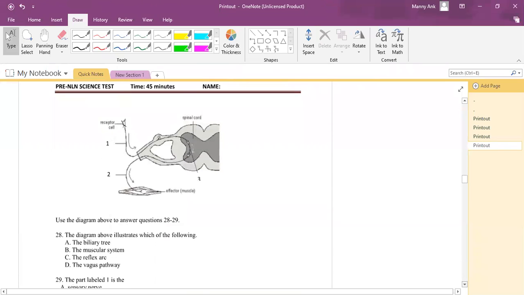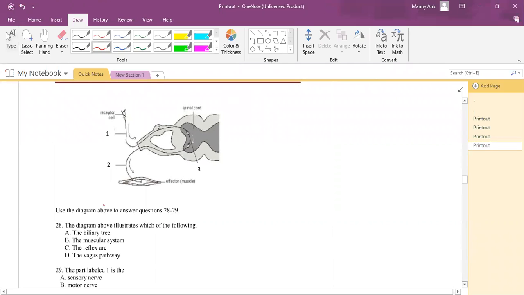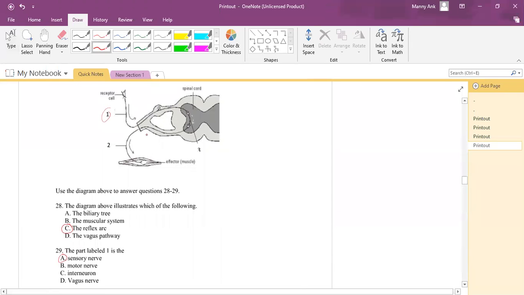Use the diagram above to answer 28 and 29. The diagram above illustrates which of the following? This is a reflex arc. Then the spinal cord, and they have the nerves coming in and leaving. The part labeled 1 here is bringing the impulse to the spinal cord. So that is the sensory nerve. Another name for that is the afferent nerve. So if you see afferent next time, you know you're dealing with the same thing.